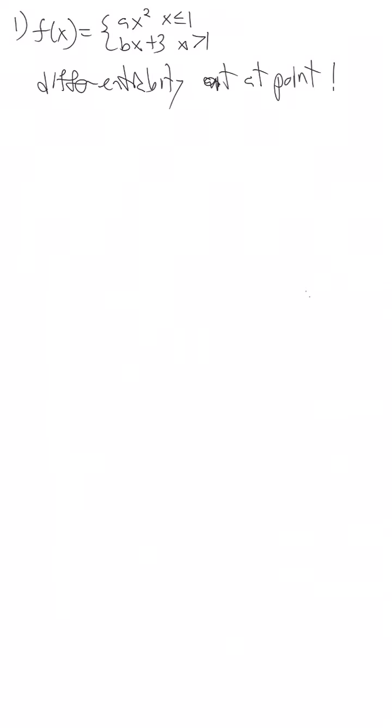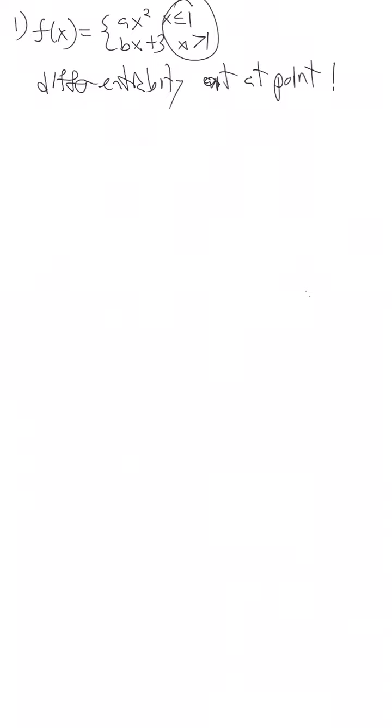Why? Because ax squared, which is quadratic, is differentiable everywhere, and bx plus 3, which is linear, is differentiable anywhere. So the only place you have to even ask yourself, is this differentiable, is at x equals 1. Differentiability at a point. How do you test for differentiability at a point?